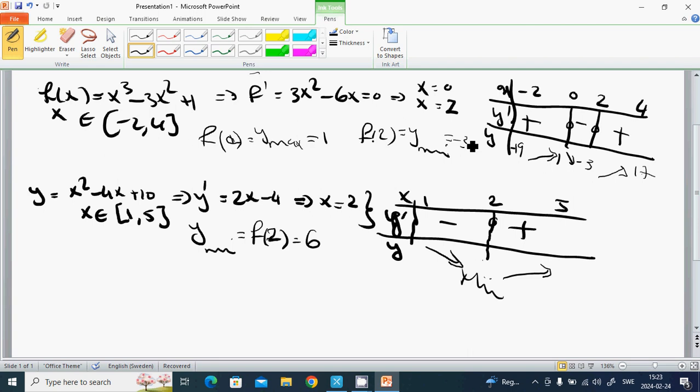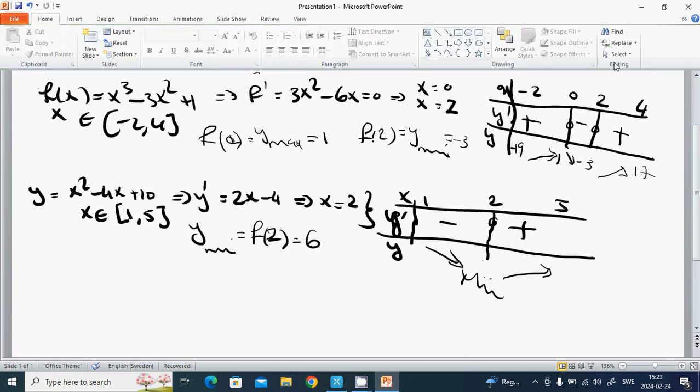We are going to discuss the properties of the points in a function, and it is very big, and we are going to have it in the next video. See you in the next video.